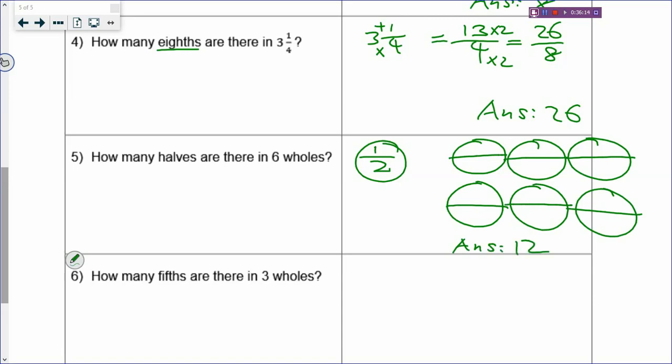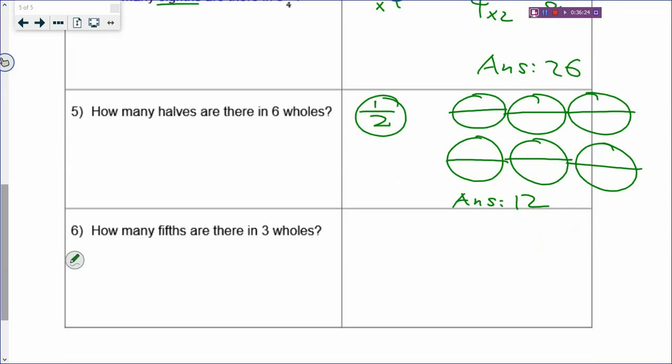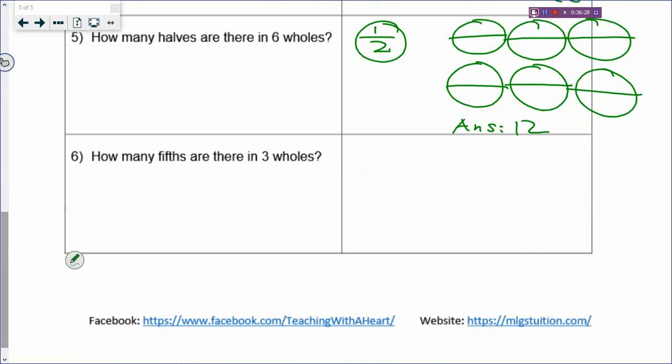Got it? Yeah? So if you don't know how to do it, what's the other method? The other method is to draw. Draw your shapes, draw your circles. Okay, how many fifths are there in 3 wholes? How many fifths? Okay, so if you don't know, then just draw your circles. 1 whole is a circle. 3 wholes means there are 3 circles.